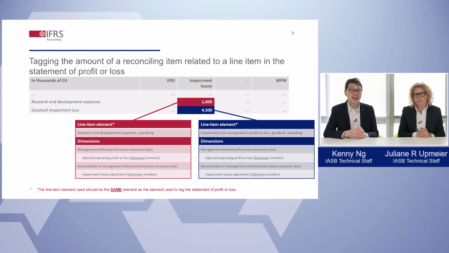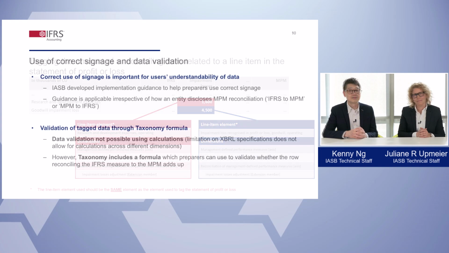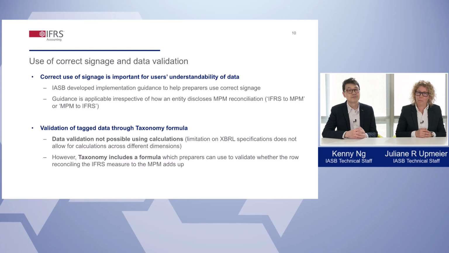Both amounts are also tagged using the extension member element for this NPM, in this case, adjusted operating profits and loss, and extension members for this reconciling item, in this case, impairment losses adjustment. Let's touch on a few more important points before we move to the next topic.